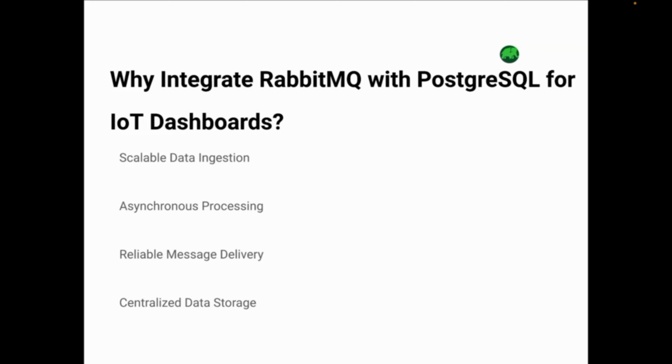Plus, with PostgreSQL's support for complex queries and indexing, you can quickly access and analyze the data that matters. With all your data in one place, PostgreSQL becomes the backbone for your IoT dashboard, enabling you to gain insights and make data-driven decisions with ease. So that is why RabbitMQ and PostgreSQL make such a powerful combination for IoT dashboards. With scalable data ingestion, asynchronous processing, reliable message delivery, and centralized data storage, you're setting up a system that can handle the challenge of IoT data in real time.